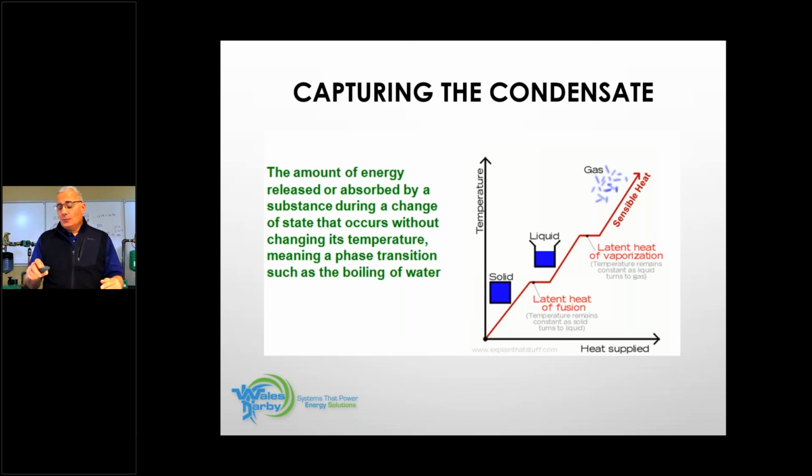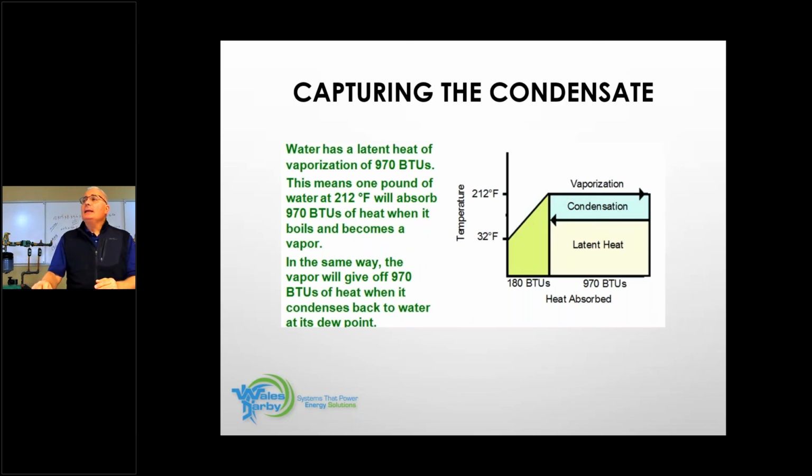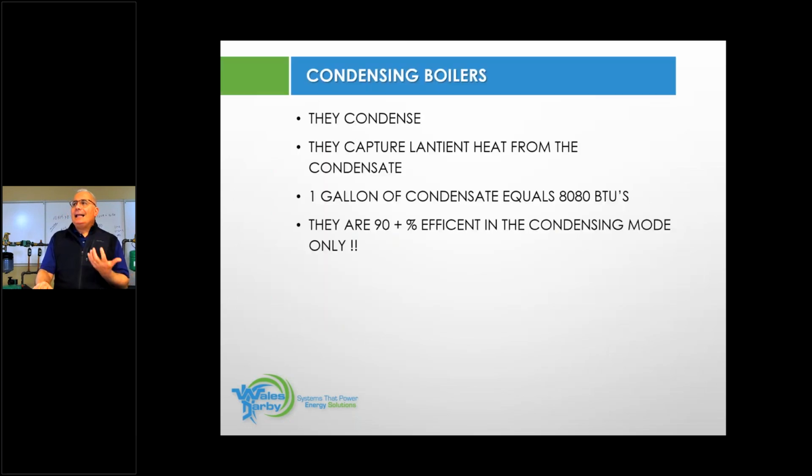Okay, so what we're showing you here is if the boiler is in that condensing mode, I can have 970 BTUs worth of energy in that condensate that I want to recapture into that boiler. Okay, a gallon of condensate will then equal 8,080 BTUs. So here's another way to think about it.